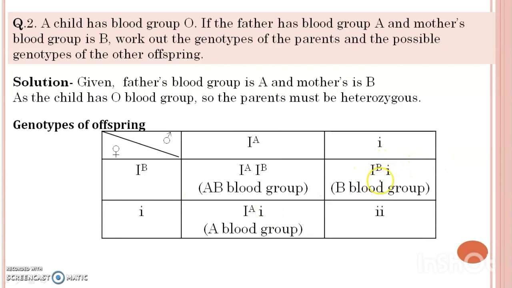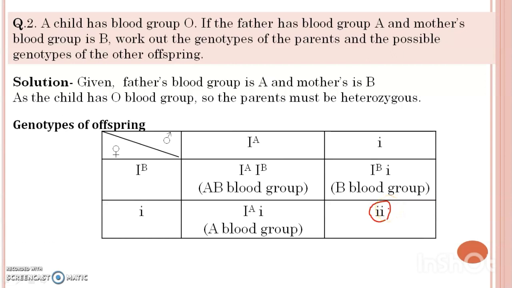So the genotype in this group is IBi. Again, for this box it will be this I and IA, that is IAi. And here you can see that this i and this small i will be ii. Okay, so this is the blood group of the child which is already given in the question. This one, okay, the child with blood group O.